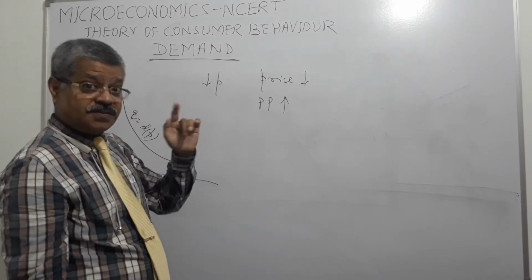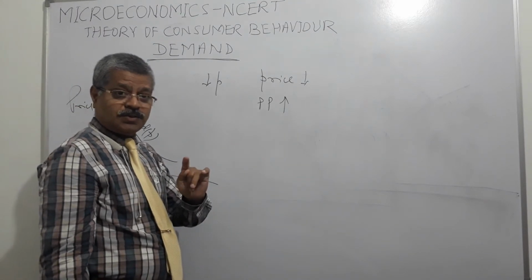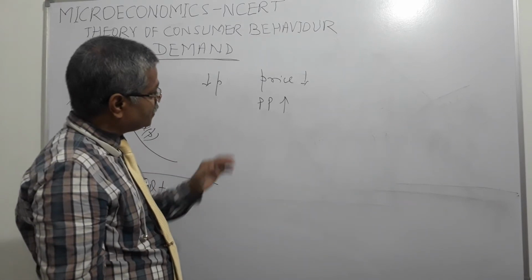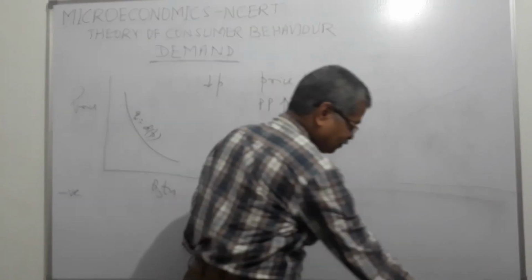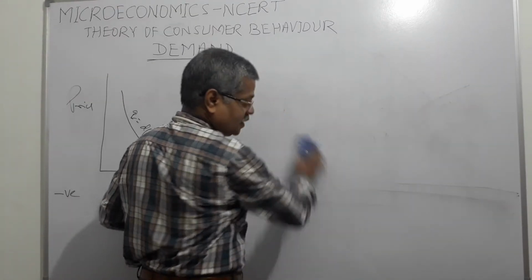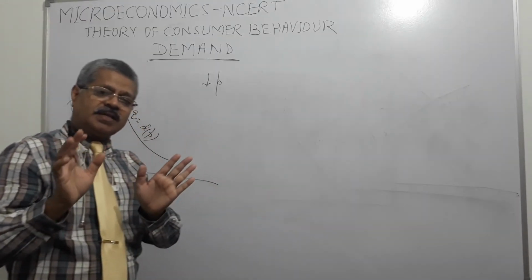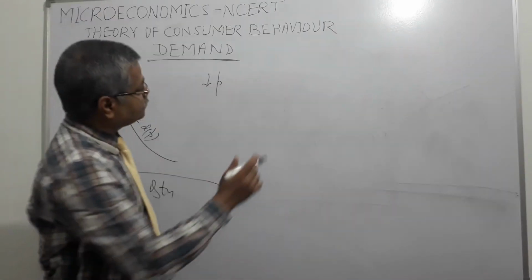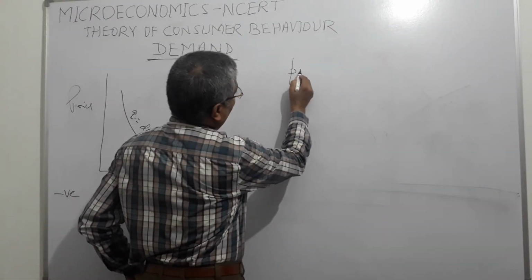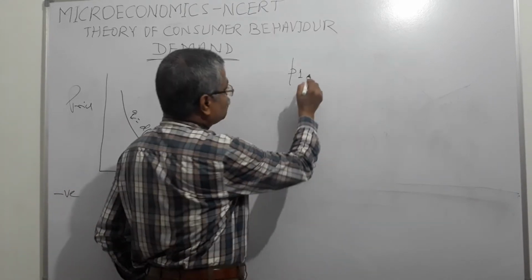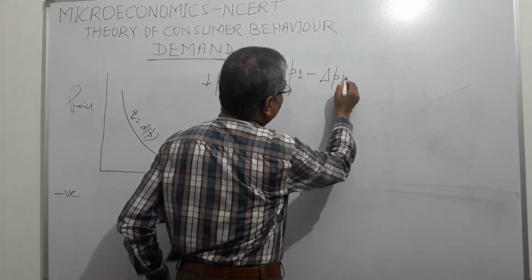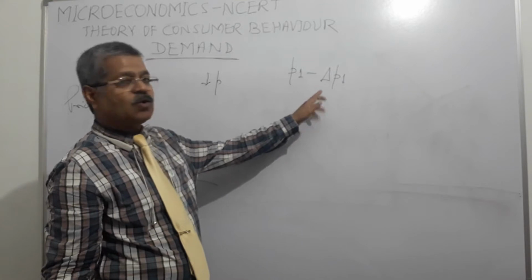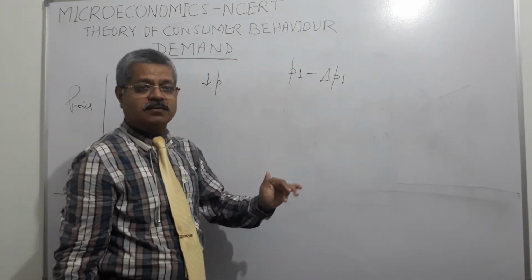Then, since the price of a good has gone down, the consumer is able to buy more with the existing income. Suppose we adjust the income in such a way that the consumer is able to get the same bundle that he used to have with his original income. So what happens? Suppose the price of good 1 is P1 and it goes down by delta P1, right? Delta is a change in P1, right?